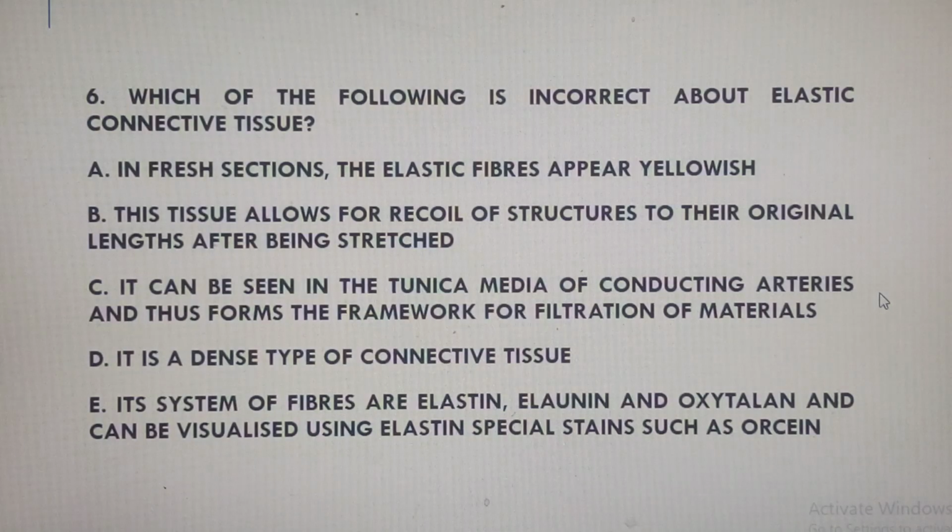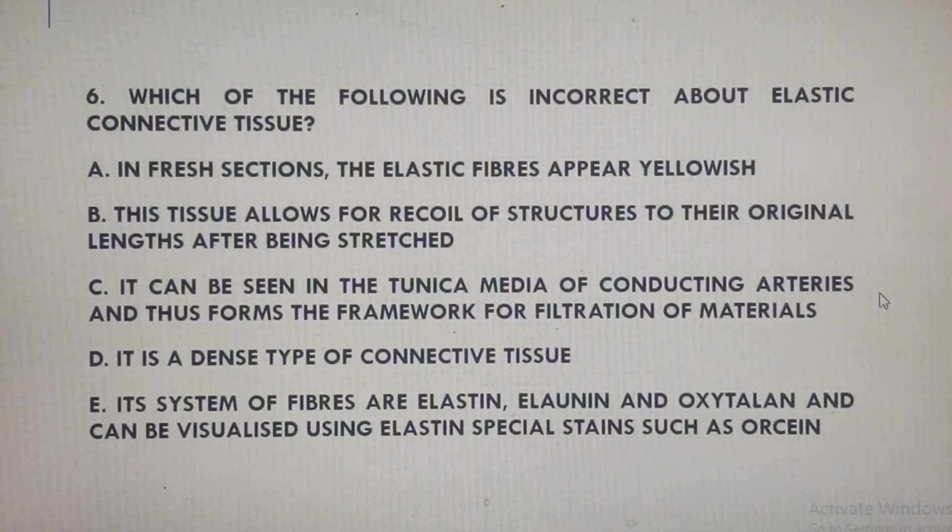Option B says, this tissue allows for recoil of structures to their original length after being stretched. Yes, that's a very true statement. It is the ability of an organ to stretch and then come back to its original position. It's by the characteristic of this connective tissue type. If an organ can be stretched, it means it is endowed with elastic connective tissue.